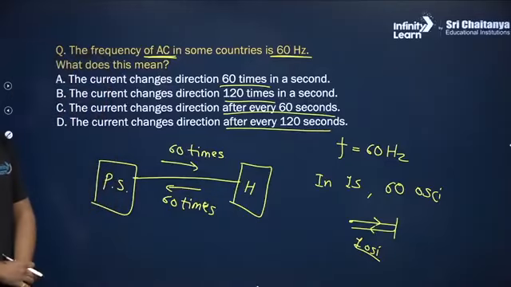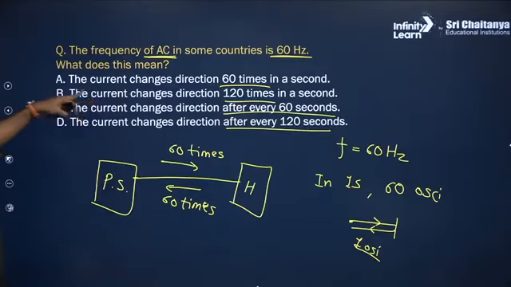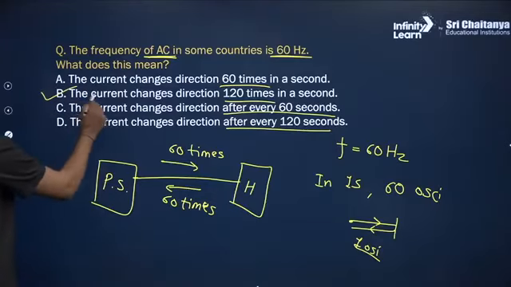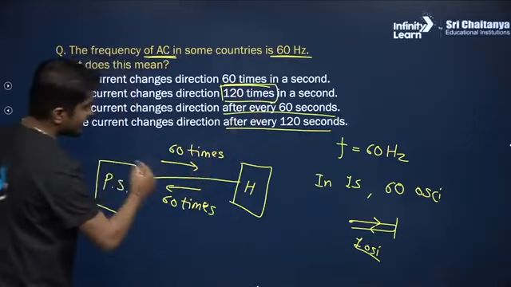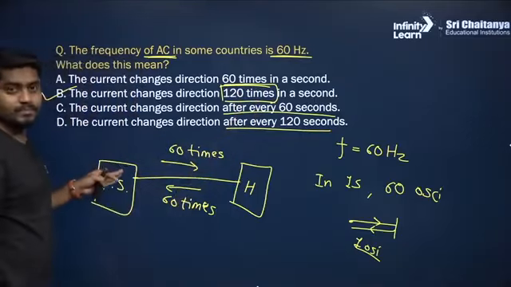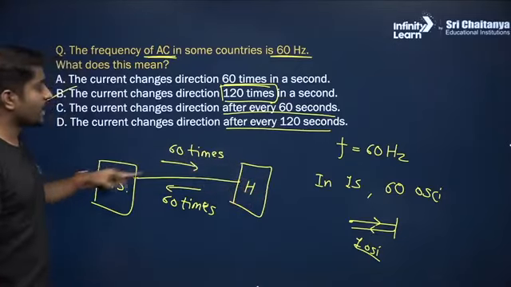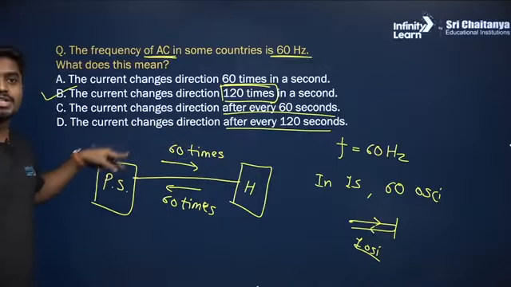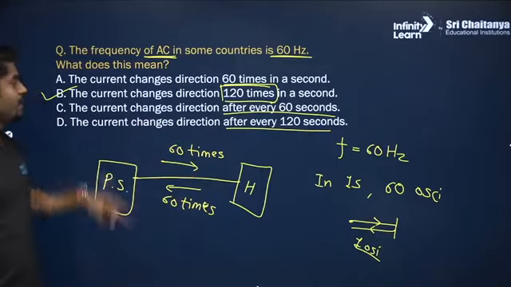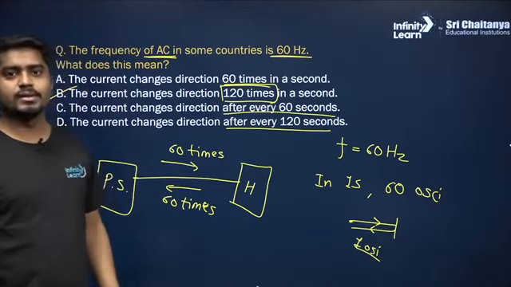So which one is correct? Option C is correct? No. The correct answer is option B. The current changes direction 120 times. Why? 60 times the current is going from the power station to our house, and 60 times it is going from our house to the power station. So the total number of times the current changes direction is going to be 120 times. Clear now? Understood?